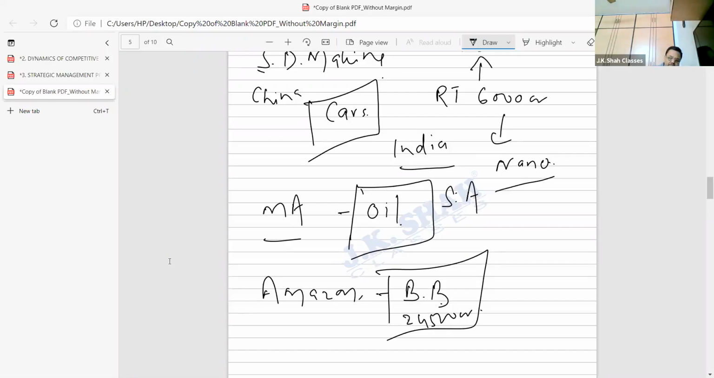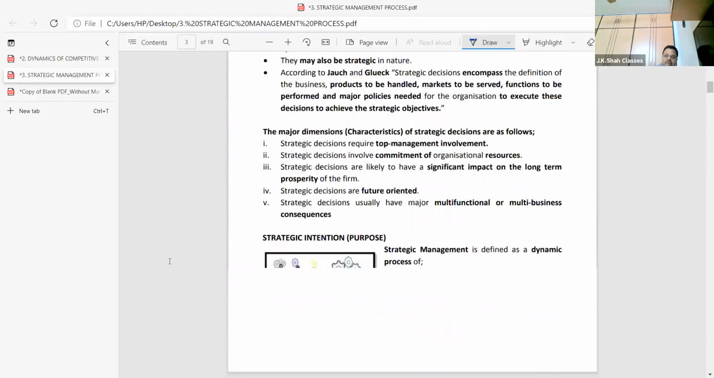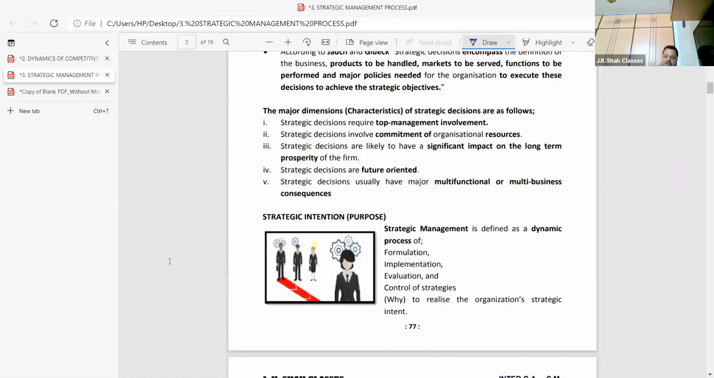See, now, beta, the major dimensions or characteristics of strategic decisions are: strategic decision requires top management involvement. Understood now? Who took the decision of spending 24,500 crores? Come on, Mukesh Ambani. 6,000 crore rupees I'll spend for Nano. Who took the decision? Ratan Tata.